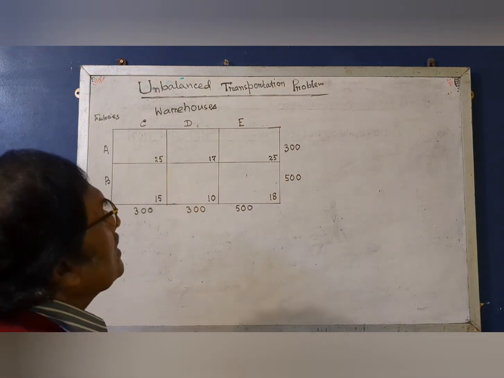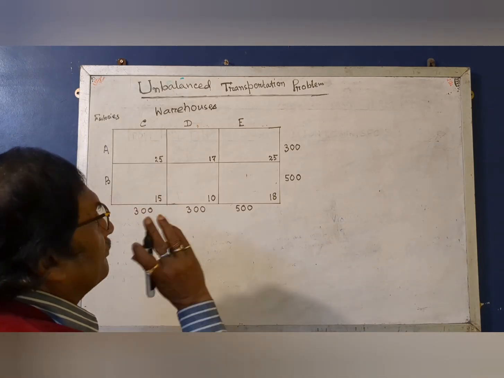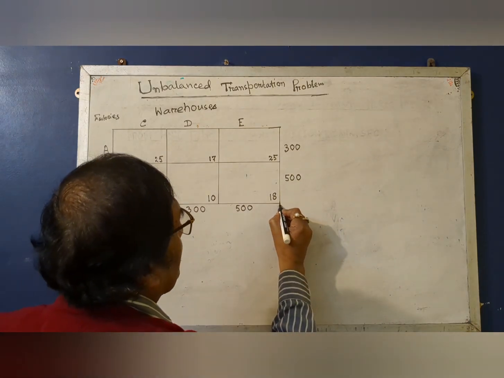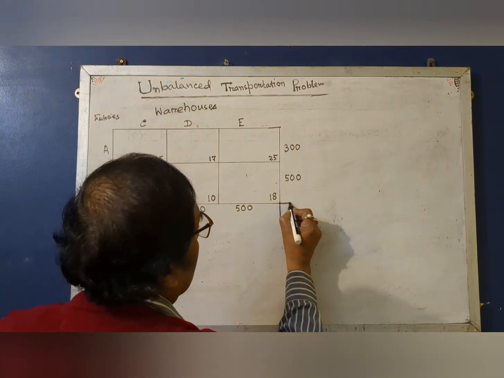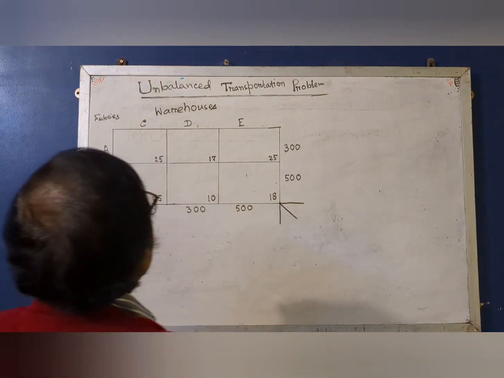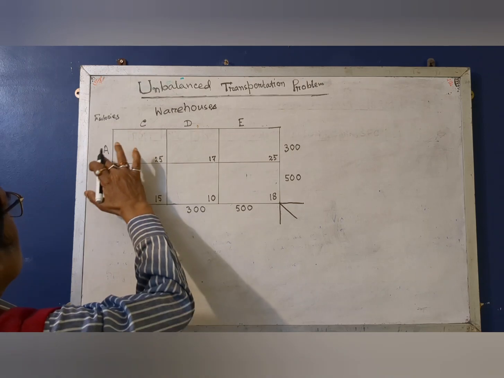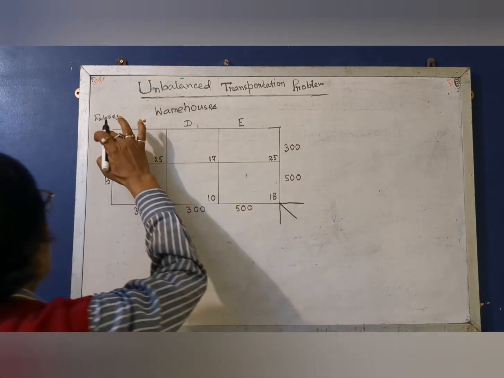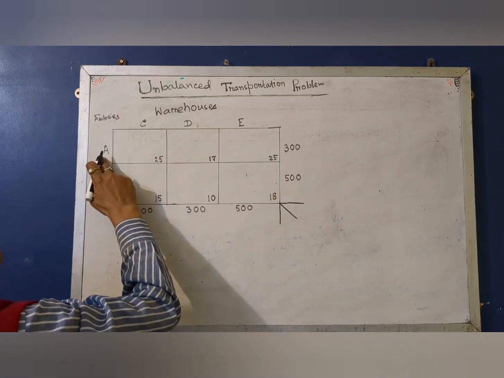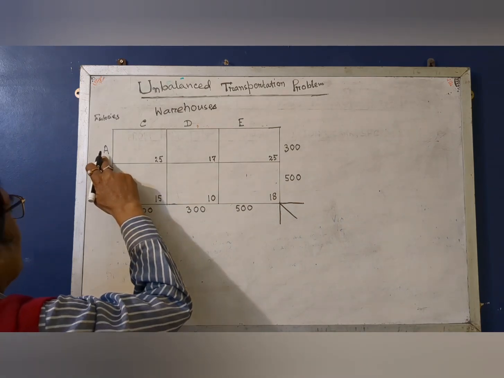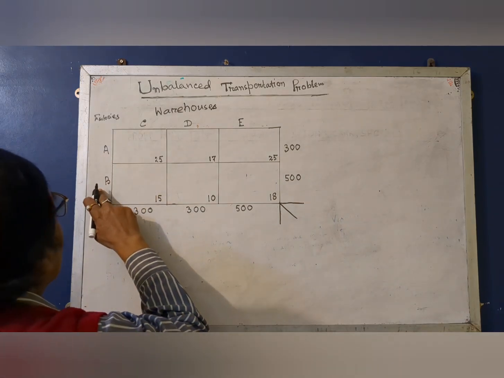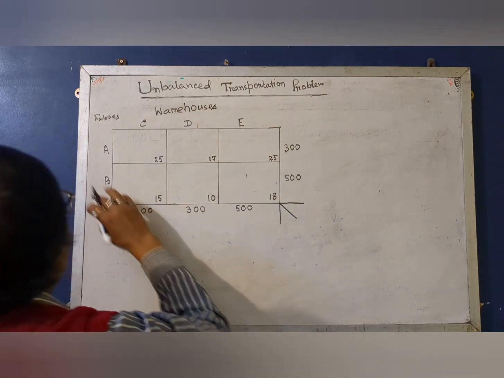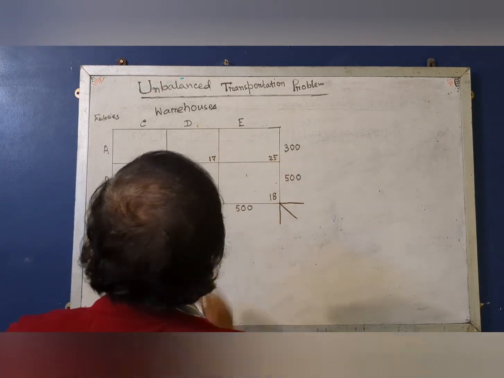I already mentioned in my previous videos that before starting to find out the basic feasible solution, you always check it is a balanced problem or not. How you check? The problem is factories A and B and warehouses C, D, E. That means productions are being done in two factories A and B. Say A is the factory located at Jamshedpur and B the factory located at Kolkata. And these are the marketplace or warehouses where the production units are to be shifted.